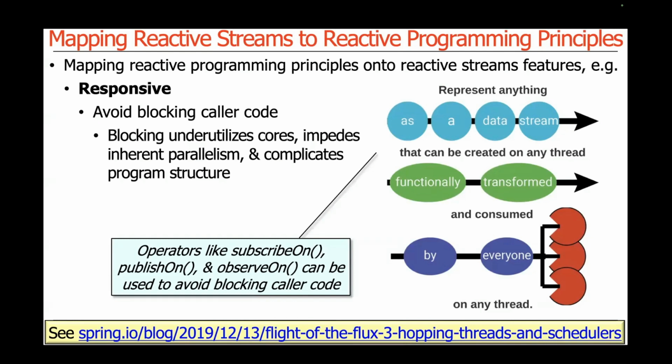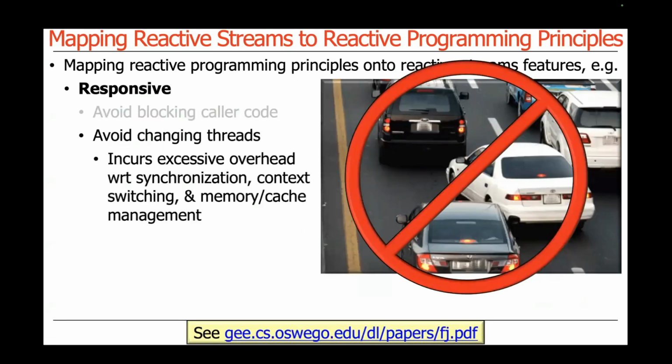And there's this funny little visualization here on the right, which says that RxJava, or something that involves the use of reactive streams, can represent anything as a data stream that can be created on any thread functionally and transformed and consumed by everyone on any thread. So it's a little whimsical, but it gets the point across.